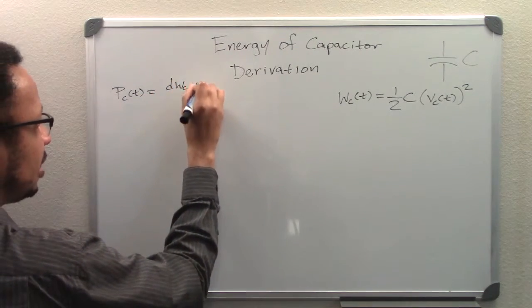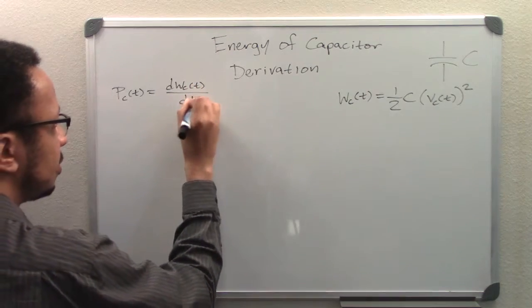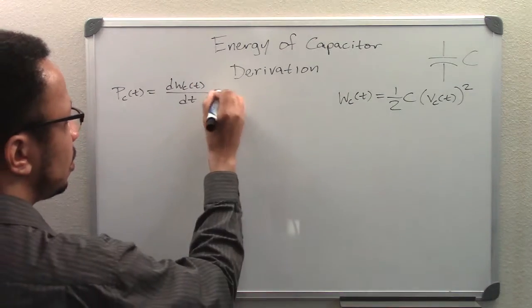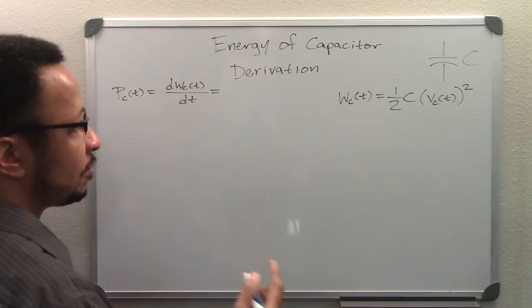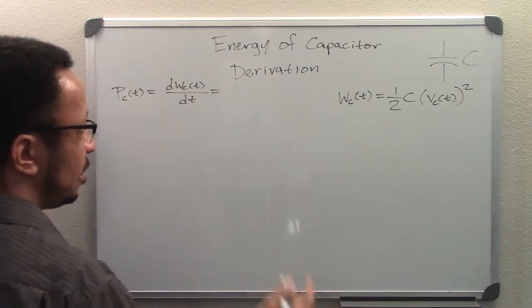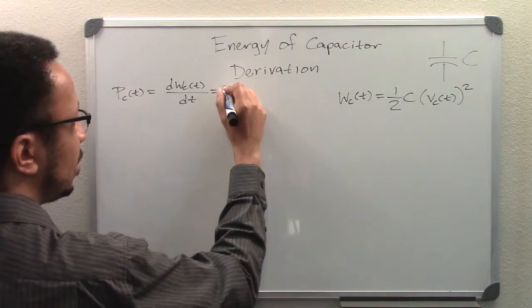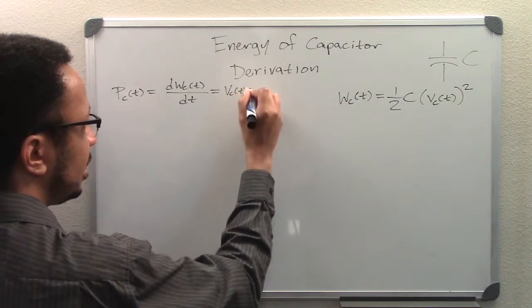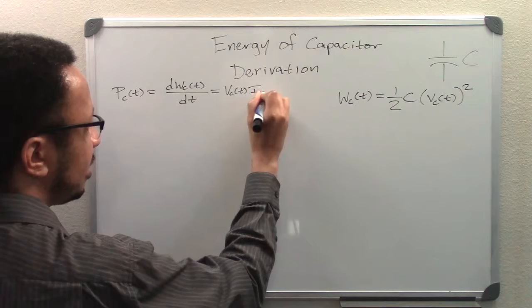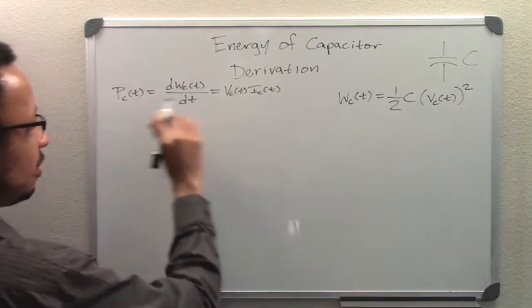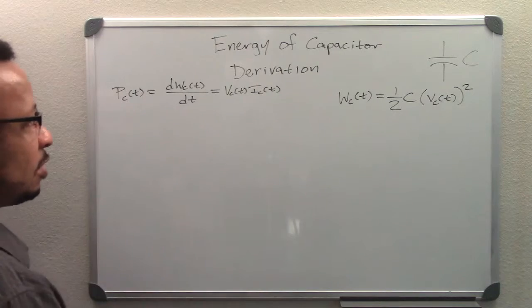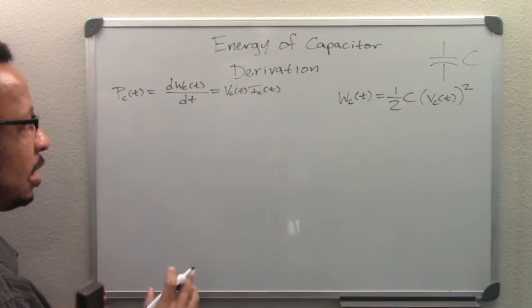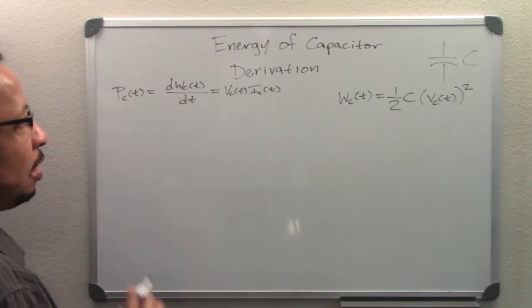dWc of t dt. Next, we'll take notice of the fact, just Ohm's law, voltage times current equals power. So we have Vc of t times Ic of t is equal to power as well. And so we have generally laid out our equation that we'll be working with here.